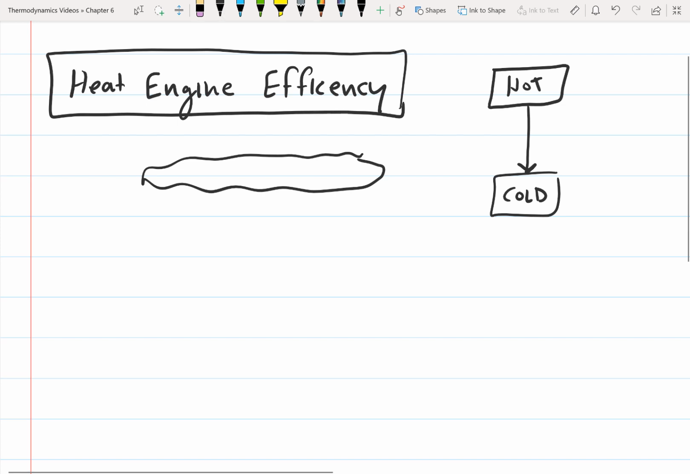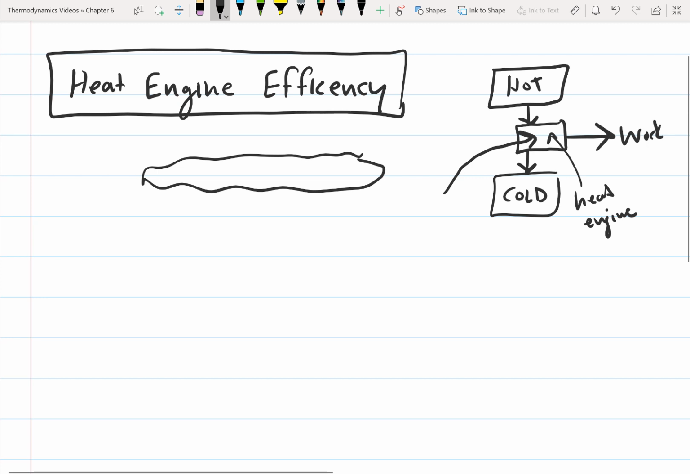But then we said, okay, well, what if we want to use that to try and produce some work? So we put this black box in there, and we said that we could produce work. What I'm planning on doing in this video is talking more about the details of what's in this box. And so this is basically going to be a heat engine. So we're going to talk about heat engines. We're going to develop the relationship for the heat engine efficiency.